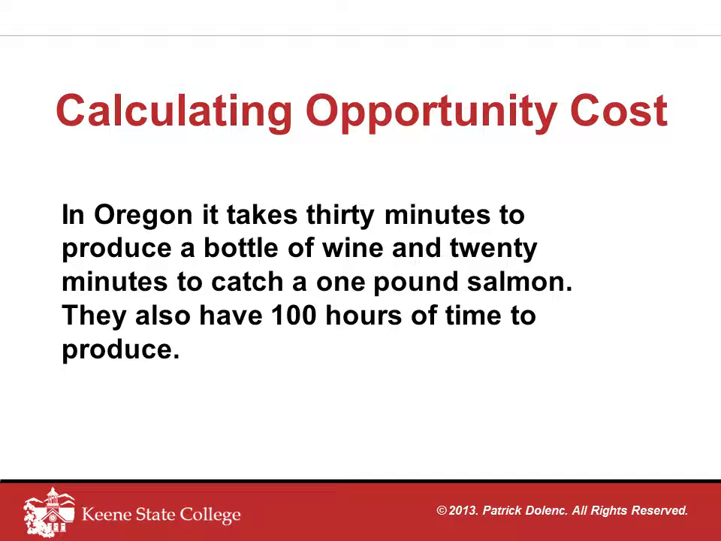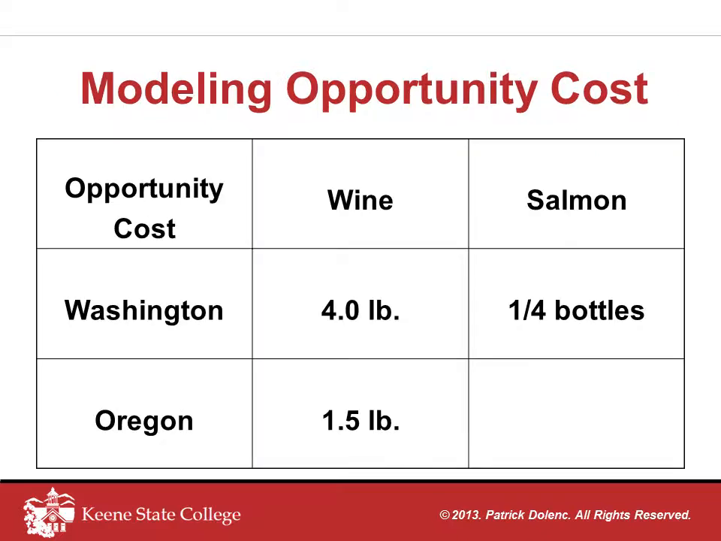In Oregon, the 30 minutes that are spent producing one bottle of wine involve a sacrifice of time not spent fishing. What could we accomplish in half an hour of fishing? The answer is we could catch one 20-minute fish and be halfway towards the second fish. Therefore, the opportunity cost of one bottle of wine in Oregon is 1.5 pounds of fish.